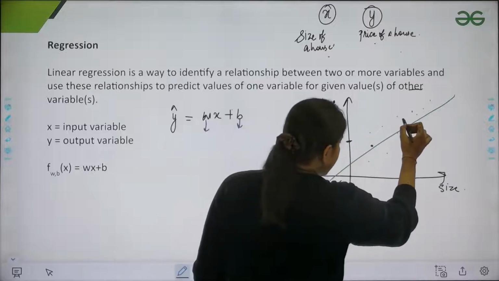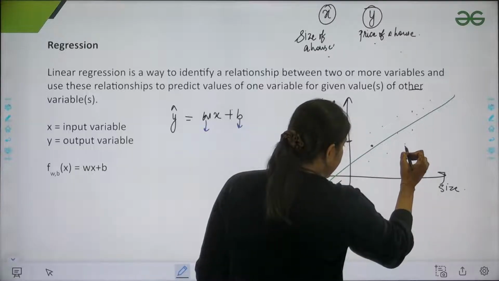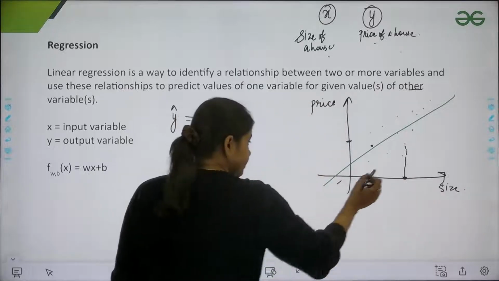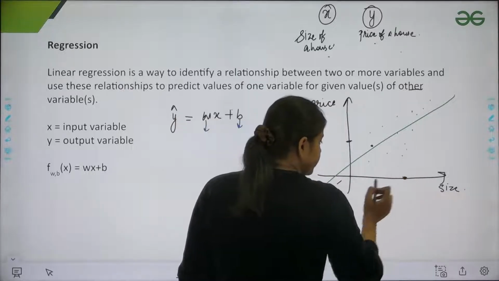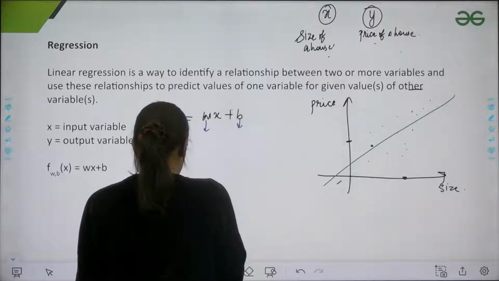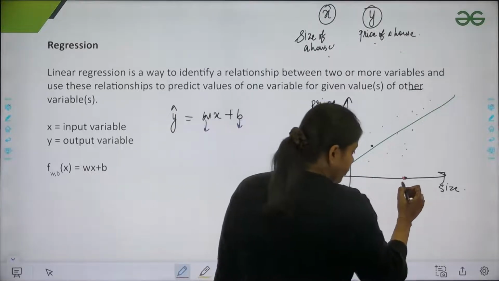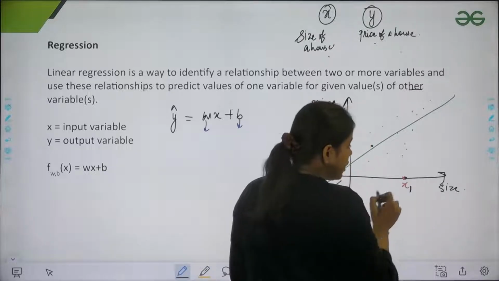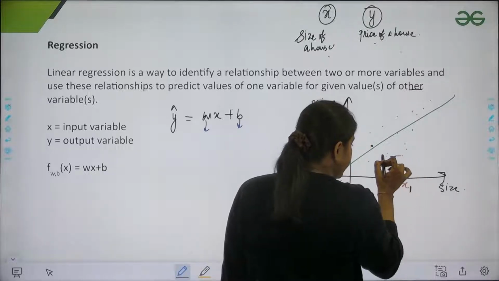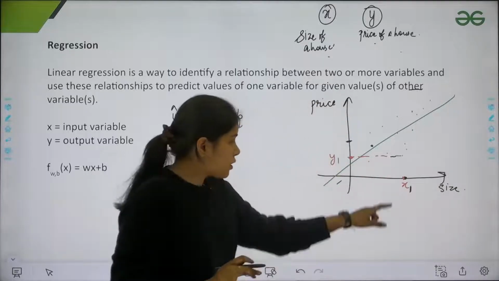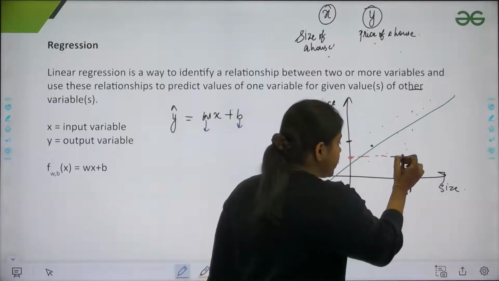Let's take this point. If I take this particular size of a house, x naught, let's say this is my x1, so we know that the price of the house would be this y1, right? Based on the given data, because we have given a certain point here.